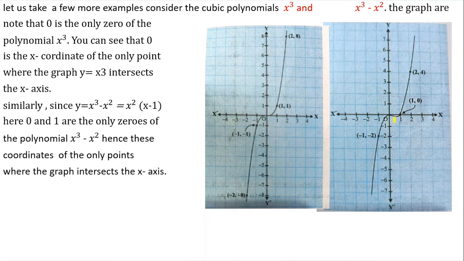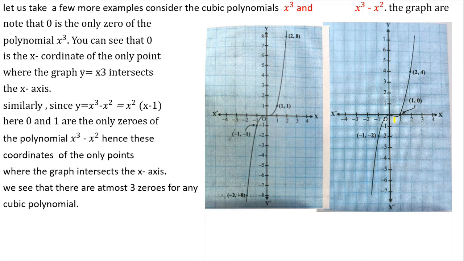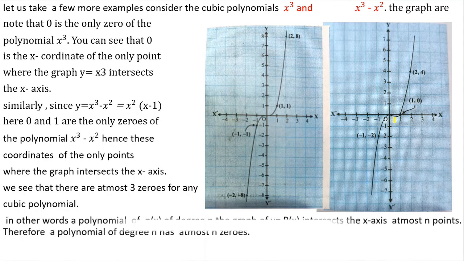So, in general, the highest power of the variable present in a cubic polynomial is 3. Hence the degree of a cubic polynomial is 3. So we can have at most 3 zeros for a cubic polynomial. That is, in some cases we get 3 zeros, in some cases 2 zeros, and in some cases 1 zero. So in other words, for a polynomial p of x of degree n, the graph y equals p of x intersects the x-axis at most n points. Therefore, a polynomial of degree n has at most n zeros.